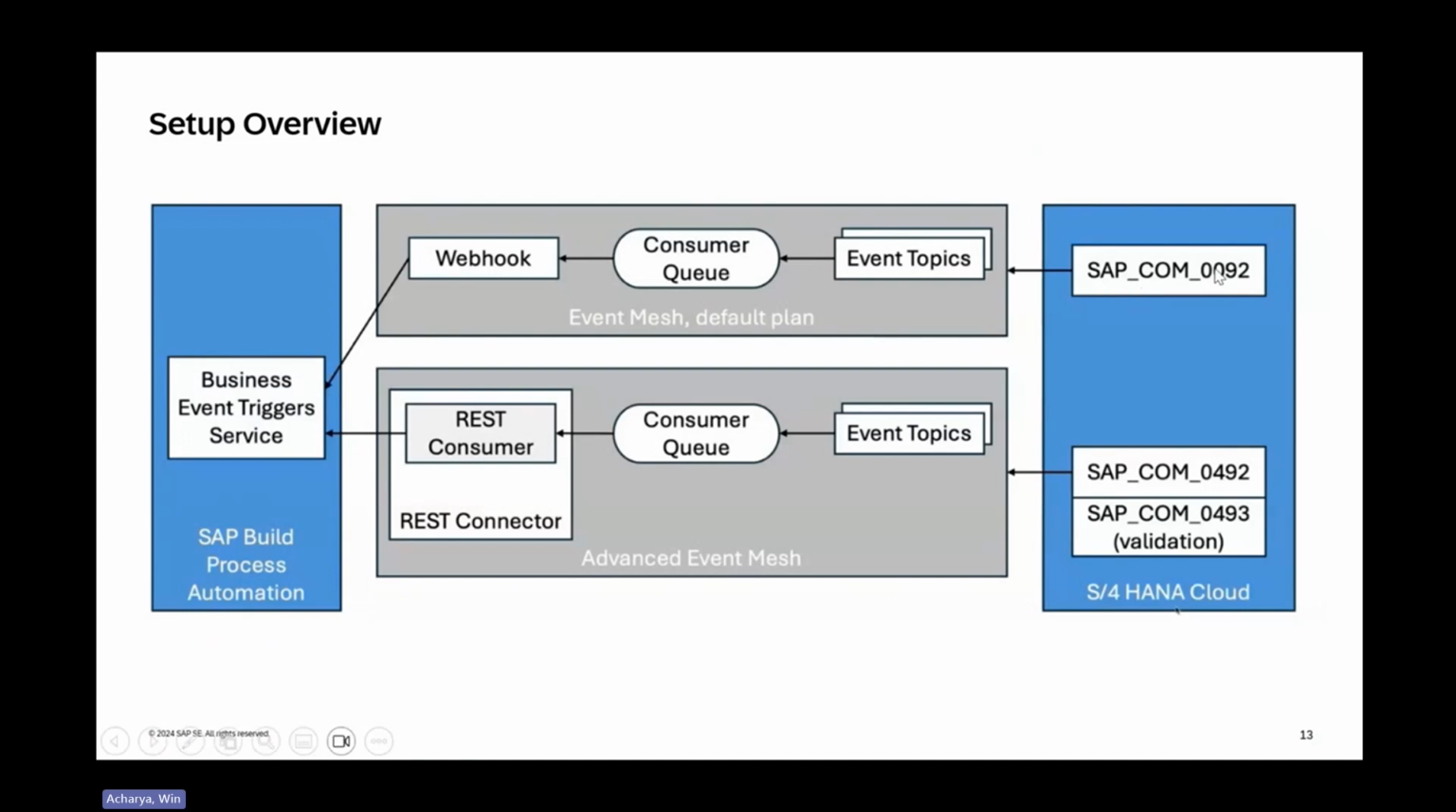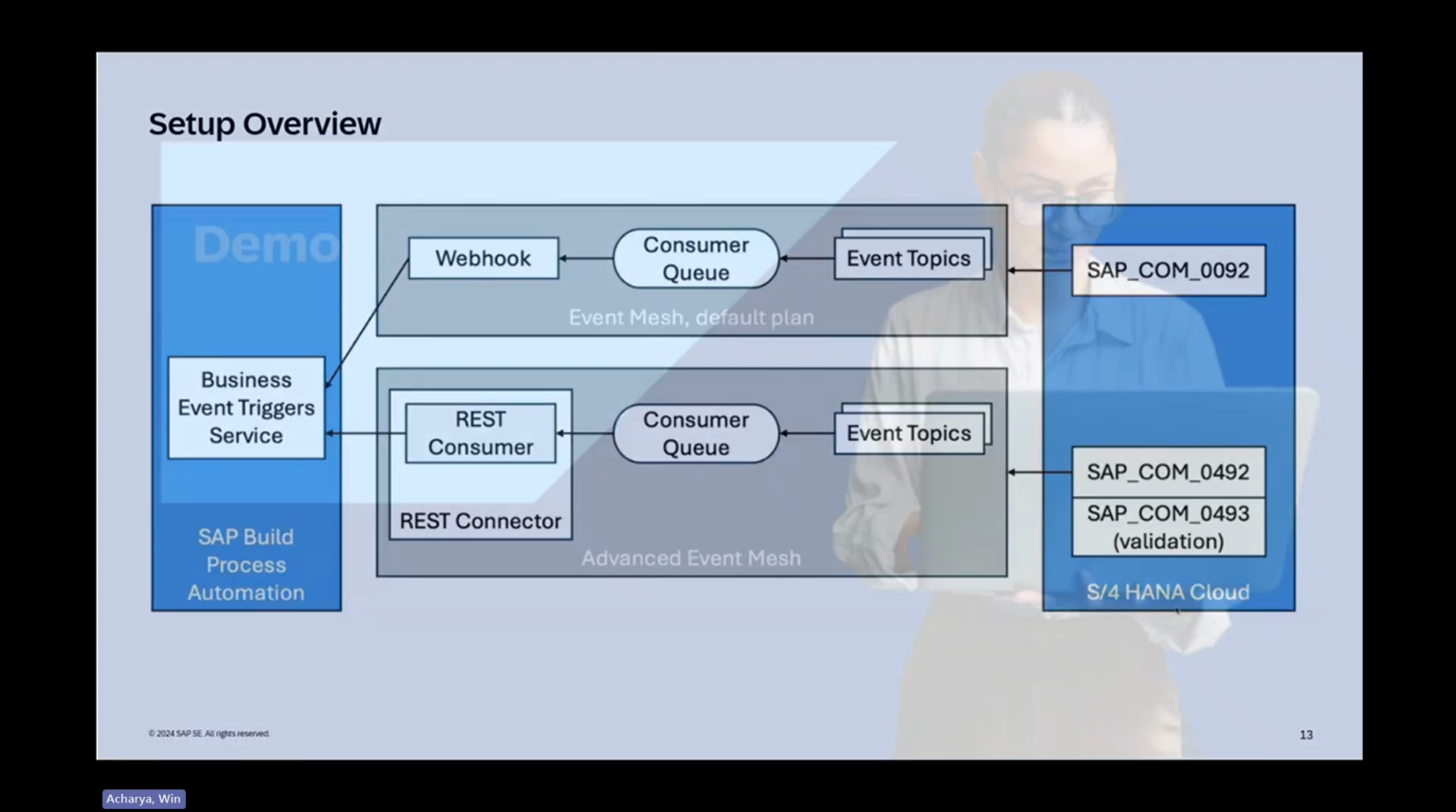So the flow starts from right to left in this case. An event occurs in the S4 system. The topic that you have subscribed to comes to the event mesh or advanced event mesh. In event mesh, a consumer queue picks up these event topics and forwards them to the webhook, and the webhook then sends it to the SBPA event trigger service. In advanced event mesh, this is slightly different because event topics are pushed to a consumer queue, and we have a REST connector that hosts the REST consumer. This takes care of pushing the events to the business event trigger service in SBPA.